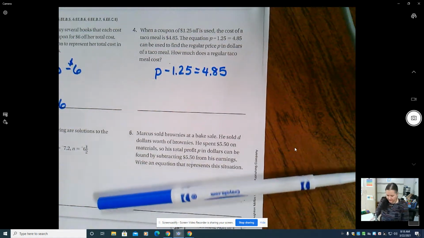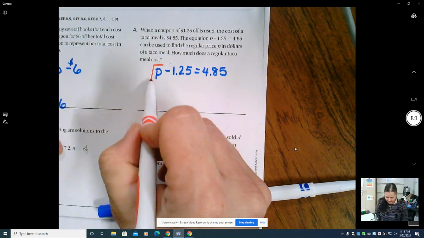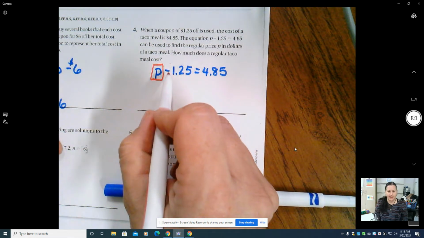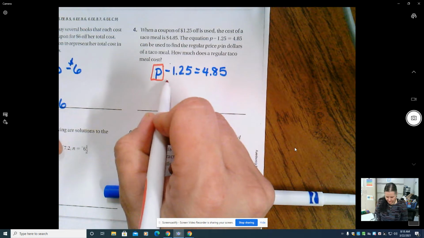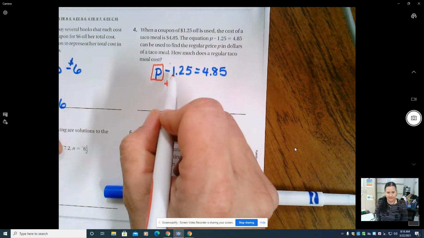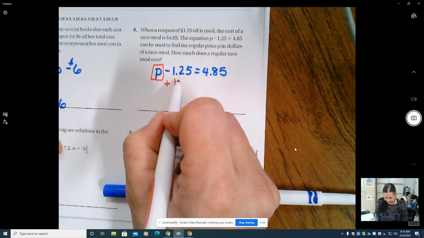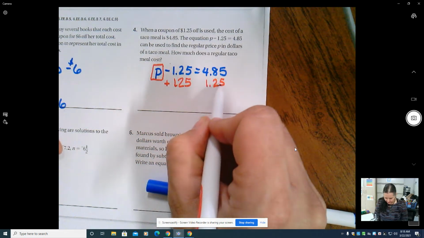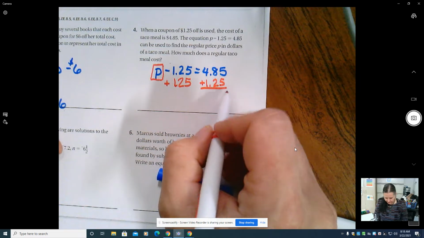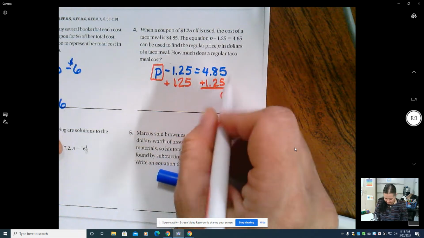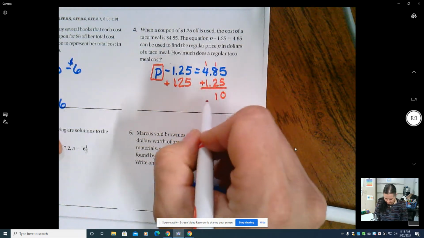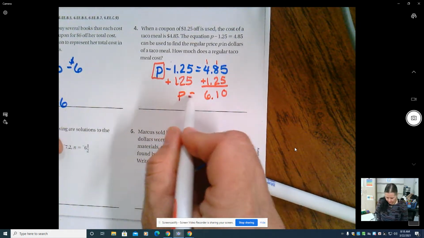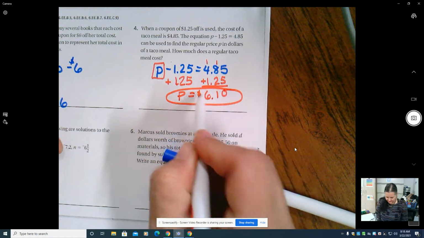we are isolating the variable P, getting it all by itself. And the way that we always do that is to do the opposite or inverse operation. So instead of subtracting $1.25, we're going to add $1.25 to both sides. Whatever we do to one side, we do to the other. We add these up, and $6.10. That is the normal price, P, $6.10.